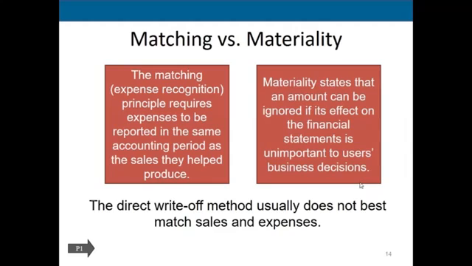What's the problem with the direct write-off method? Well, it usually doesn't match sales to expenses. Why do we care about matching sales to expenses? Well, because the matching principle, remember this, requires that expenses be reported in the same period as the sale they helped produce. What does that all mean?